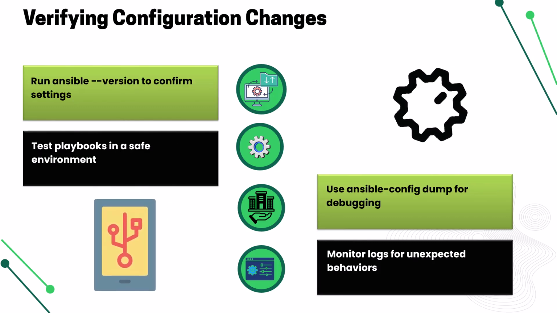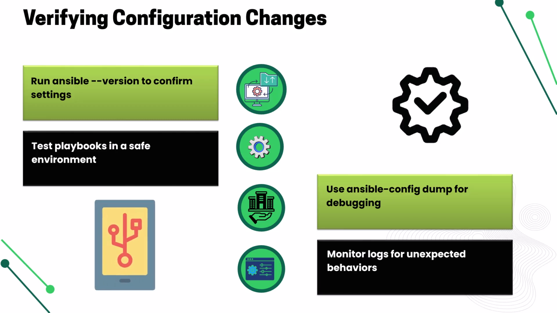Time to check if our changes actually work. Running ansible --version ensures Ansible isn't lost in space. Testing playbooks in a safe environment prevents us from turning our servers into abstract art. The ansible-config dump command is a lifesaver when debugging. You wouldn't drive blindfolded, so don't configure blindly. And always monitor logs. They're the breadcrumbs that reveal if your automation is smoothly sailing or quietly plotting revenge.